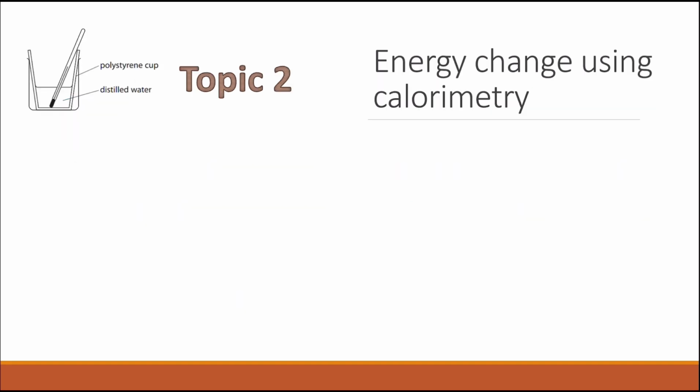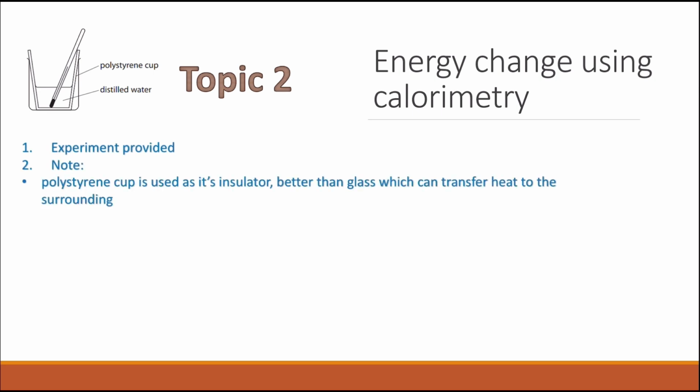And the second topic that usually comes in every single exam is energy change using calorimetry. They're going to provide you with an experiment. It could be dissolving something in water or a certain reaction, and then they're going to ask you a few questions and to calculate the energy change. There will always be an experiment, and for an experiment like the one you can see here, they will always ask you why they used a polystyrene cup, whether it's better than using a glass container or not. Of course, the polystyrene cup is better because it's an insulator, while the glass can transfer the heat to the atmosphere or to the surroundings.